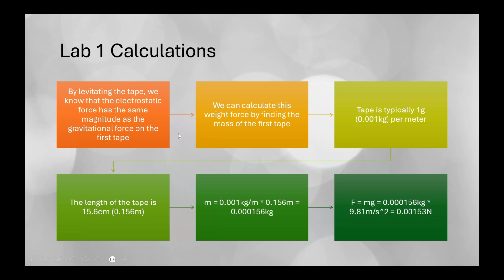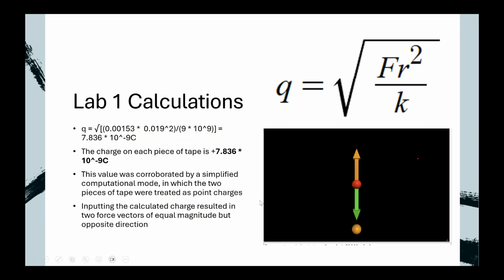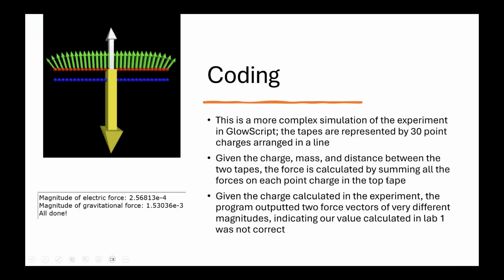We calculated the gravitational force on the top piece of tape by finding its mass and multiplying it by acceleration due to gravity, which we calculated to be 0.00153 newtons. Plugging that value into the equation, we calculated the charge to be 7.8 nanocoulombs, and this value was corroborated by a simplified computational model where each piece of tape was represented by a point charge. Inputting the charge value resulted in two force vectors of equal magnitude but opposite direction.